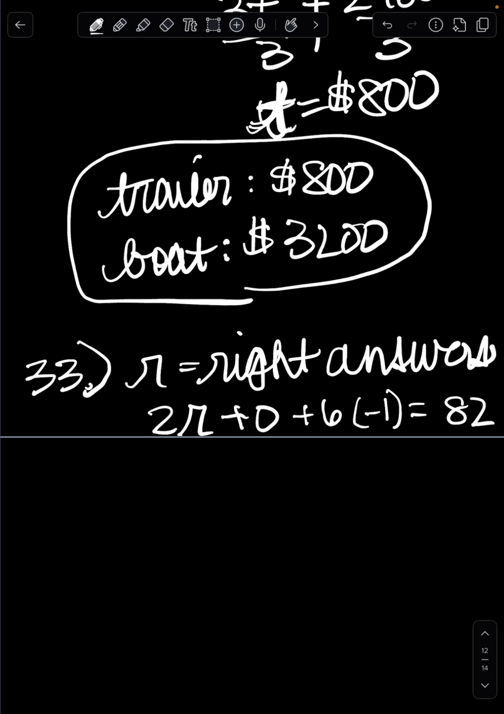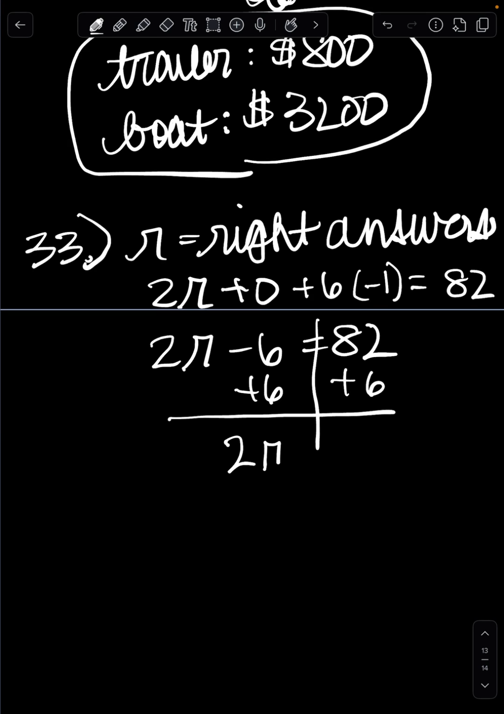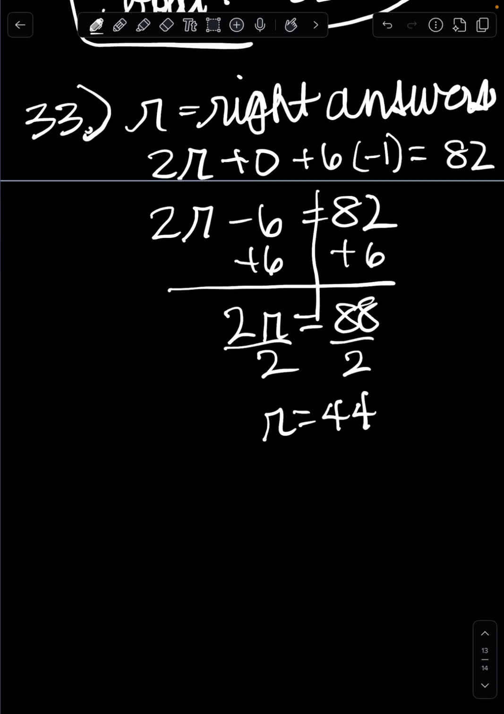Okay, so let's clean this up a little bit. So we got 2 for each right. We don't need the 0. This is going to be minus 6 equals 82. Let's see if this works. So we got to add 6 on both sides. That means 2R equals 88. Divide by 2. R is going to be 44. So we know there are 44 correct answers.